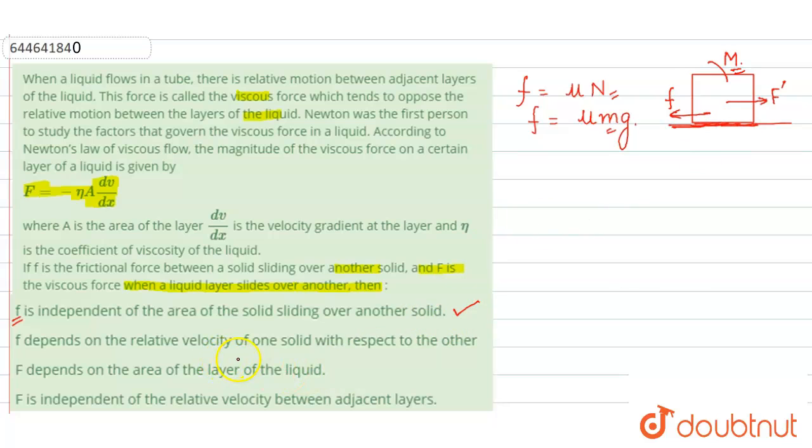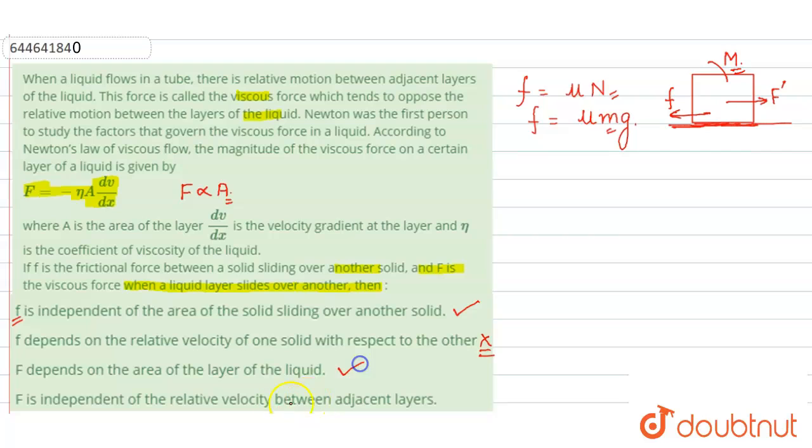Now F depends upon the relative velocity of one of the solids with respect to the other. Now up to a certain limit, friction force does not depend upon the relative velocity also. So this is incorrect. Now let's check this. F depends upon the area of layers of the liquid. So we can see from the formula that the viscous force definitely depends upon the area between the layers of the liquid. So this is the difference between the friction force and the viscous force in a liquid. It depends upon the area.